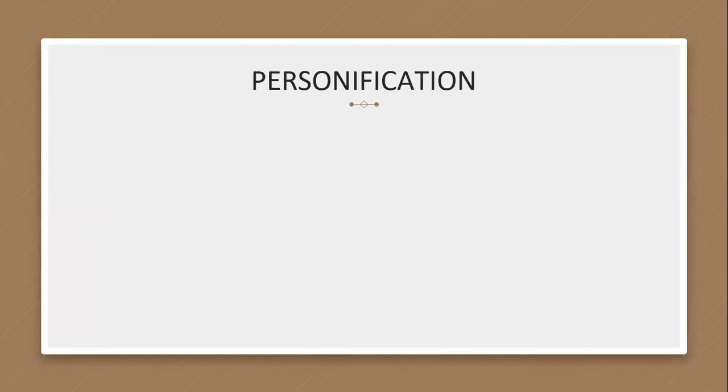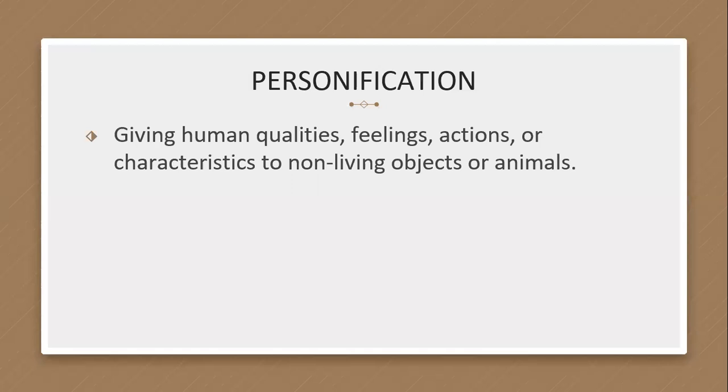Okay. Next, we have personification. Personification is giving human qualities, feelings, actions, or characteristics to non-living objects or animals. For example, we have "the sun smiled at me." So the sun is a non-living object. Smile is an activity or an action done by humans, right? So it's a personification of the sun.